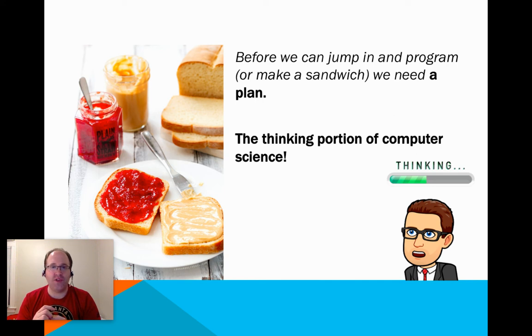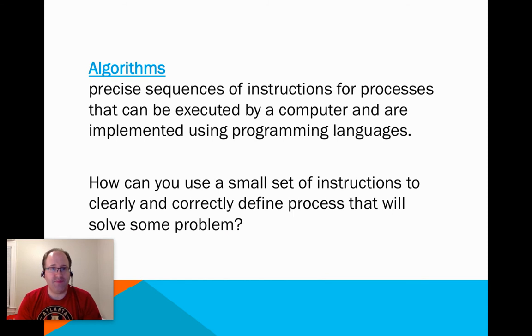So in computer science, we don't call this idea a plan. We're going to put some vocabulary out there for you. The vocabulary that we're going to use here is called an algorithm. An algorithm is the computer science term for really a plan. The definition they give here is a precise sequence of instructions for processes that can be executed by a computer and are implemented using programming languages. We'll talk about that in a little while. But the general idea behind an algorithm is a precise set of instructions for processes that can be executed by a computer.